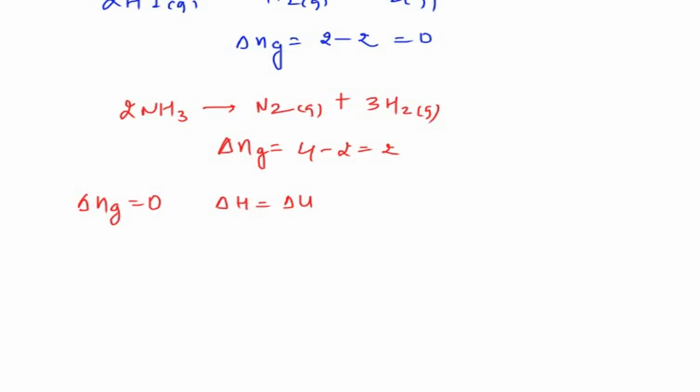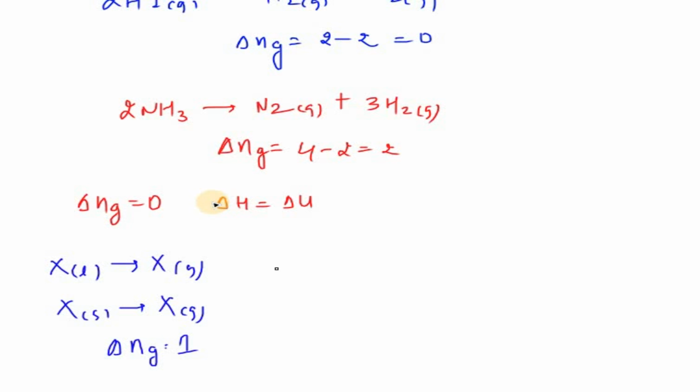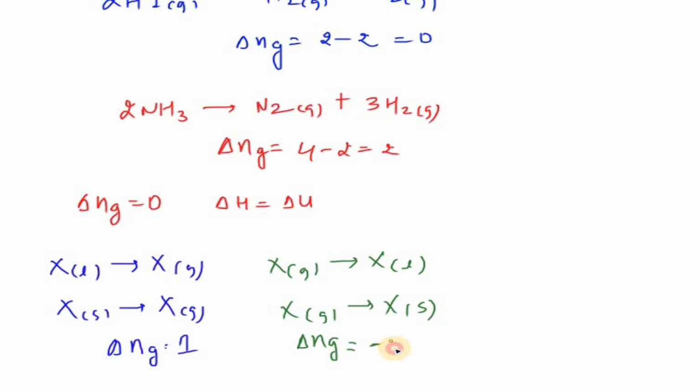Now if we look at a phase transformation, like X, a substance, converting from liquid to gaseous form, or X converting from solid to gaseous form, what is the value of delta Ng? In both cases delta Ng comes out to be 1. Now if we talk about phase transformation like X in gaseous form converting into X in liquid state, and X in gaseous form going into X in solid state, there the value of delta Ng will come out to be negative 1.